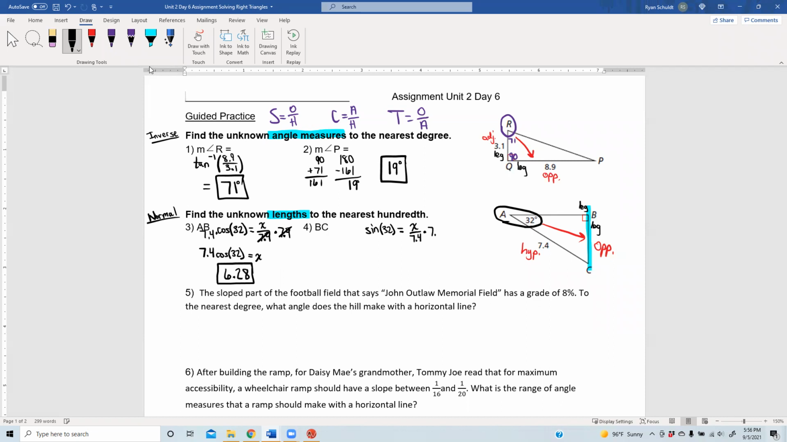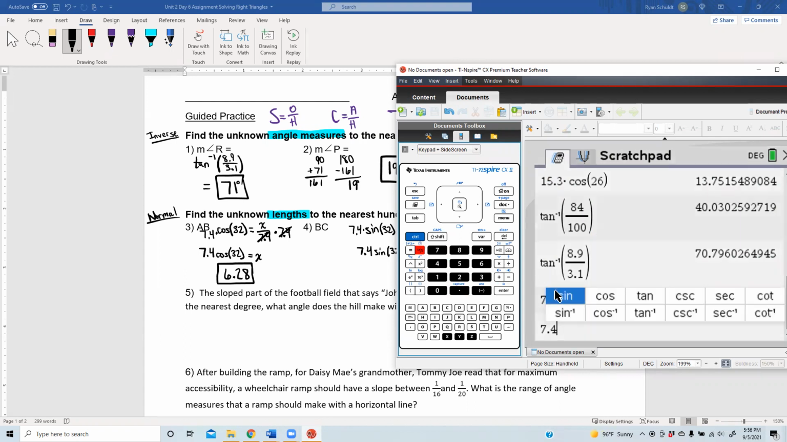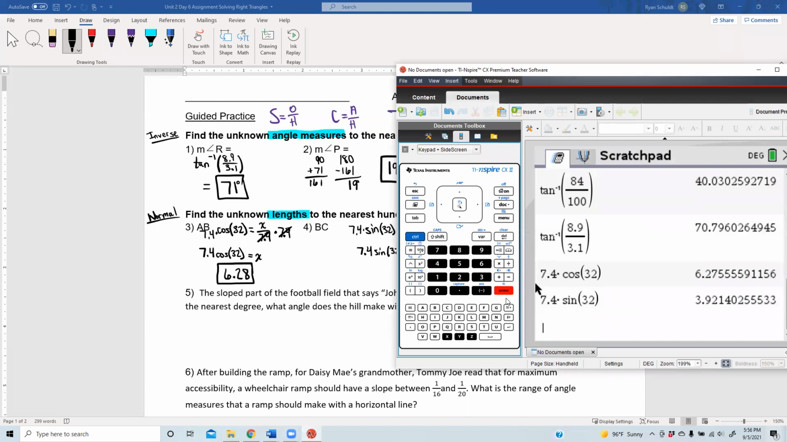Multiply by 7.4 on both sides. Those cancel. We get 7.4 times the sine of 32 equals x. Is x by itself? Yes. So let's type it in the calculator. .92.